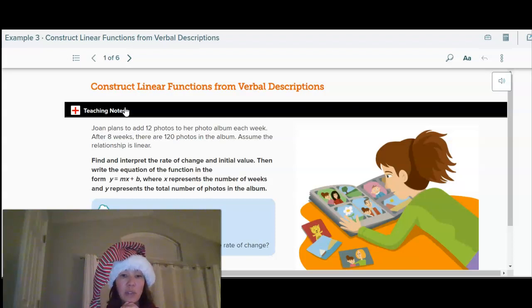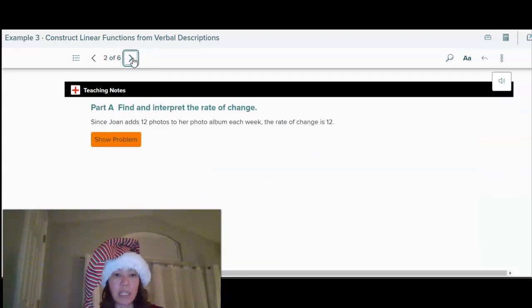Then write the equation of the function, where x is the number of weeks and y is the total number of photos in the album. So there are a few pieces of information that we have here. Since we're told she adds 12 photos to her album each week, the rate of change is 12. So that's our very first step.